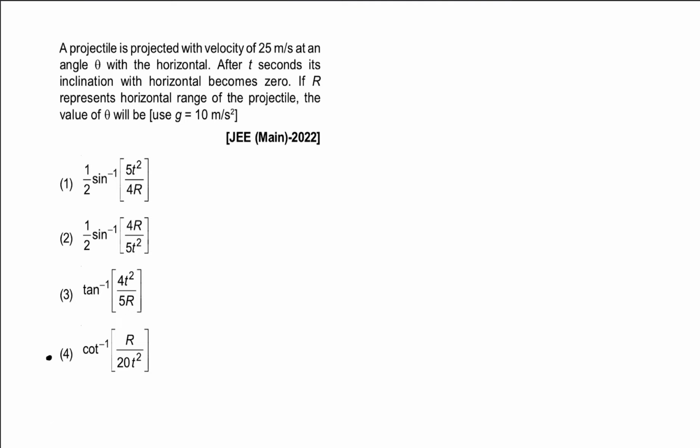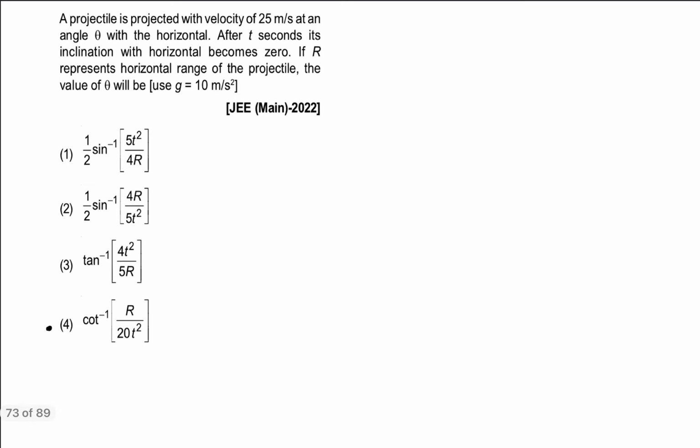Next question. A projectile is projected with velocity 25 meter per second at an angle theta with the horizontal. After t seconds, its inclination with the horizontal becomes 0. If r represents the horizontal range of the projectile, the value of theta is equal to how much? See how they are asking the questions.